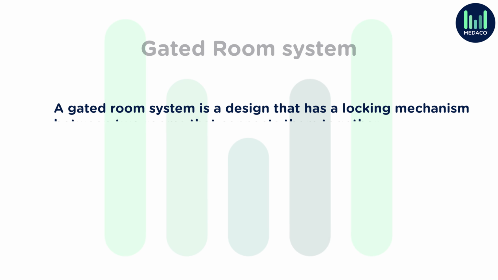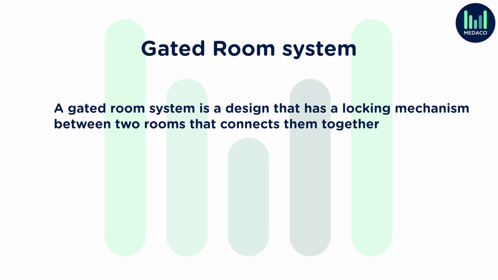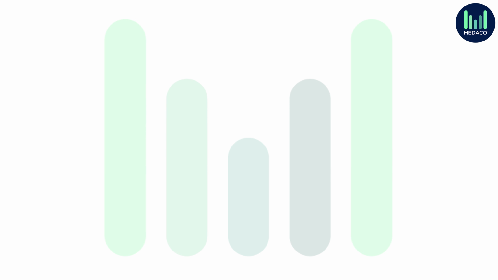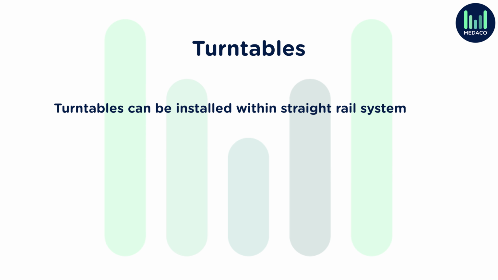Both the straight track and the XY systems have additional components that can be added into the design to accommodate a full range of options for movement. A gated room system is a design that has a locking mechanism between 2 rooms that connects them together to give a seamless transfer. This design allows your service user to traverse between the 2 rooms with only one hoist motor for both spaces. Turntables can be installed within a straight rail system, and the advantages of these are being able to go into multiple rooms.